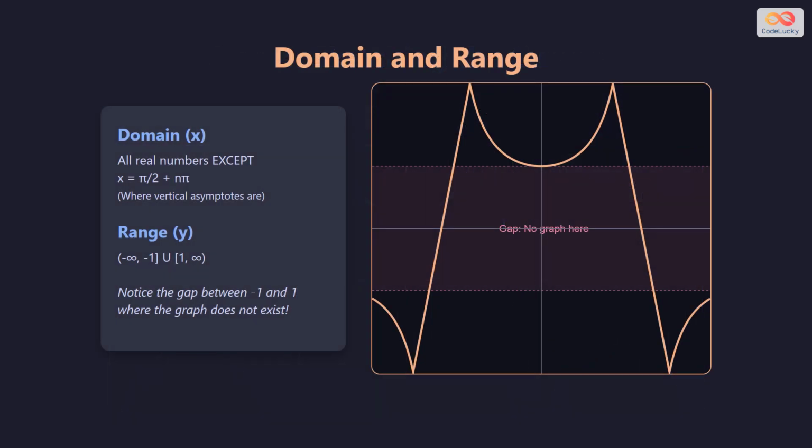Let's analyze the domain and range. The domain includes all real numbers except for the asymptotes. For the range, notice the large empty gap in the middle. The graph exists only when y is greater than or equal to 1, or when y is less than or equal to -1. There is absolutely no graph between -1 and 1.